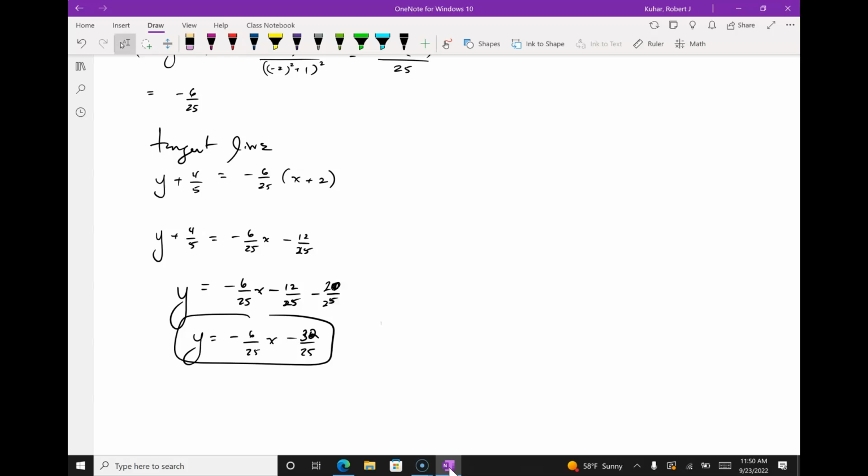How are we doing? Anybody get there? Yes. Y prime is the derivative. That's the slope at any single x value, to the original function. Exactly. And then you use your equation of a line.